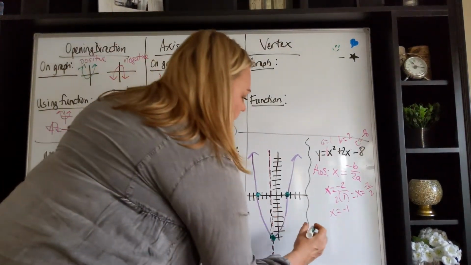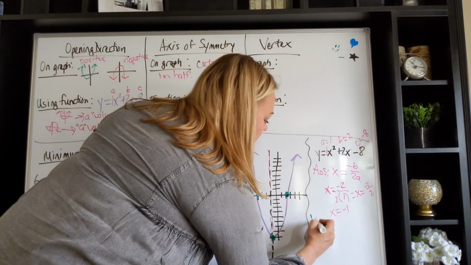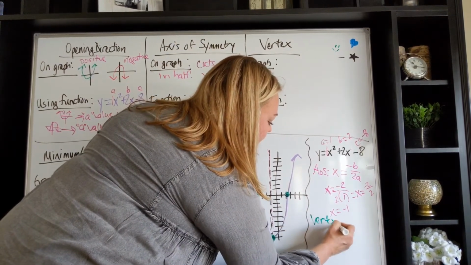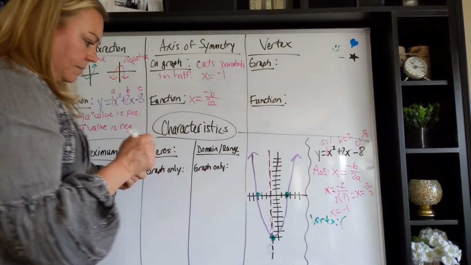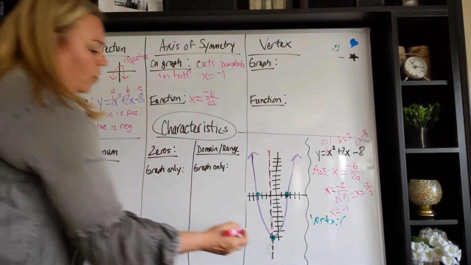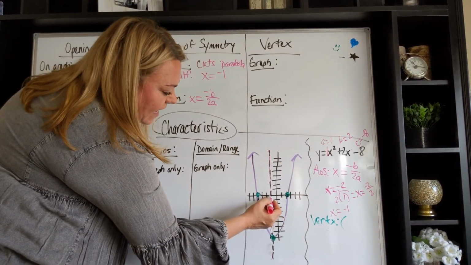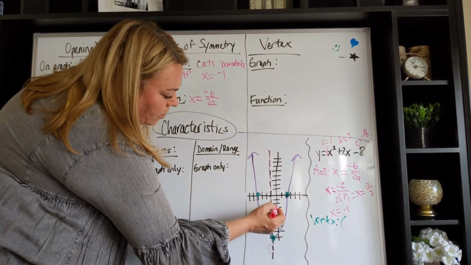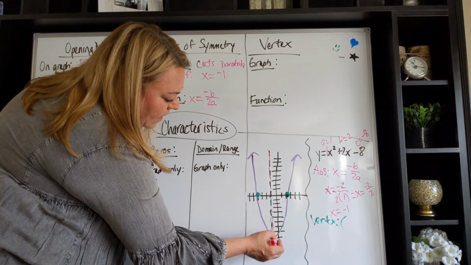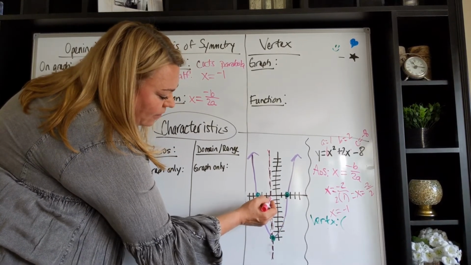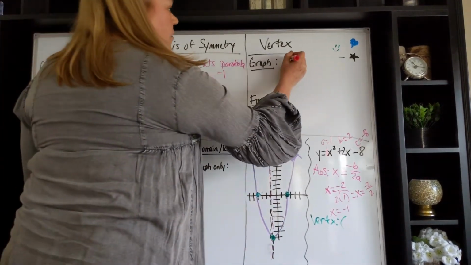So I'm going to put that over here. I'm going to put vertex here because we're going to find it in 1 second. On this graph, I can see that this is at negative 1, and then it's down 1, 2, 3, 4, 5, 6, 7, 8, 9. So my vertex is at negative 1, negative 9. On the graph, it was pretty easy to find.